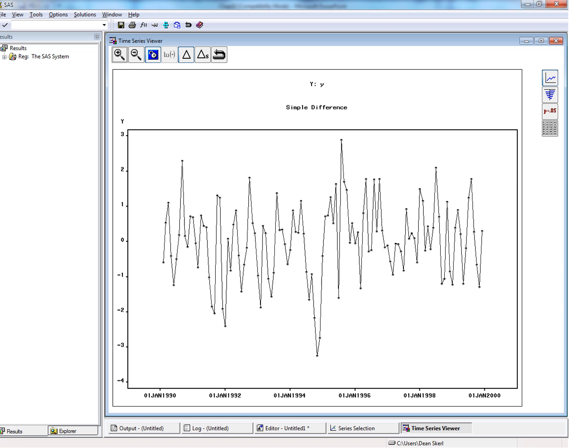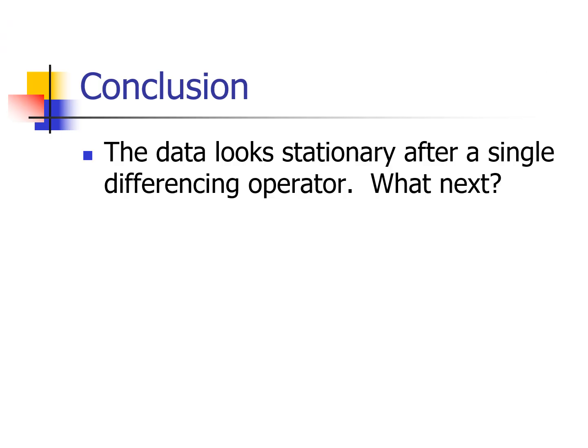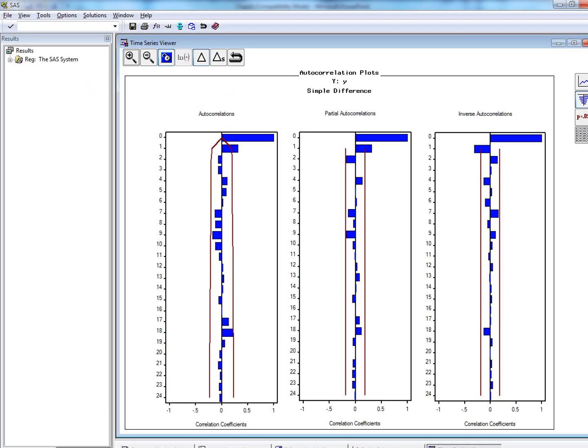So now I have my stationary scatter plot. What's the next step? The next step, you're absolutely right, is to look at the autocorrelation functions. Data appears stationary after a single differencing operator. Next step is to look at the autocorrelation function. Okay. So here are our autocorrelation functions. We have the SAC and the SPAC.